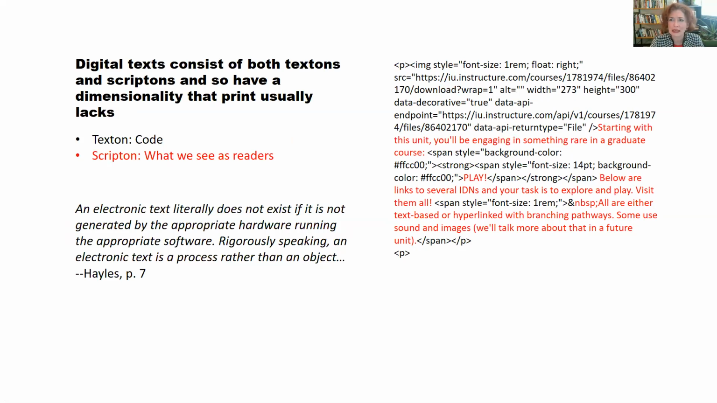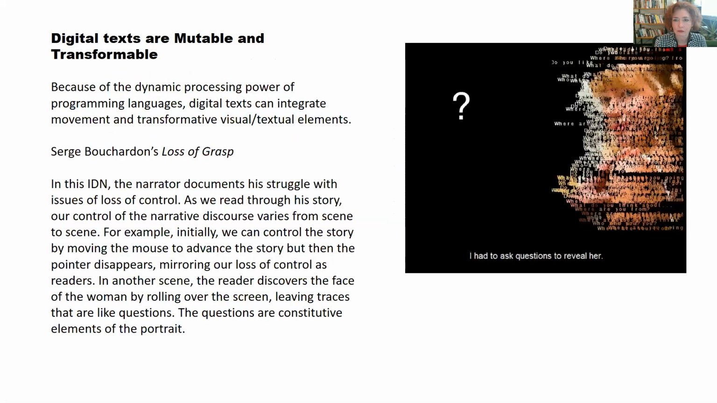I think Hayles makes a really interesting point here on page 7 when she says an electronic text literally does not exist if it is not generated by the appropriate hardware running the appropriate software. Rigorously speaking, an electronic text is a process rather than an object. I think that is a very important thing to note, and I want you to keep that in your mind, because this process facet of an electronic text lends it a fragility that an object does not have. We're going to come back to that.